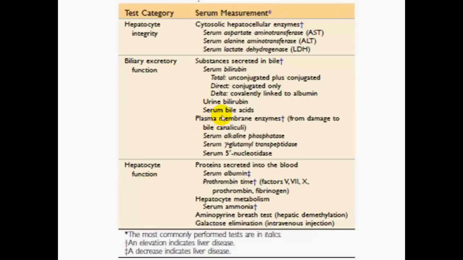So we can see here the common enzymes which will be elevated: AST, ALT, LDH, because hepatocytic integrity is lost. Serum bilirubin may be high because there is a defect in the biliary excretory function. Serum alkaline phosphatase, serum gamma GTP, 5' nucleotidase are also elevated because of damage to the bile canaliculi. Serum albumin levels will be less. Prothrombin time will be high because factors 5, 7 and 10, prothrombin, and fibrinogen are not being produced. Serum ammonia is going to be elevated. These are the common tests which are done to test hepatocytic integrity, biliary excretory function and hepatocyte function.